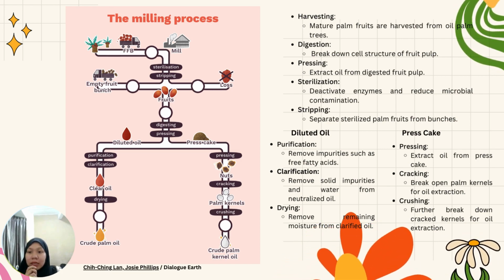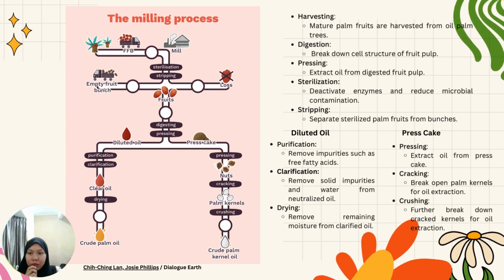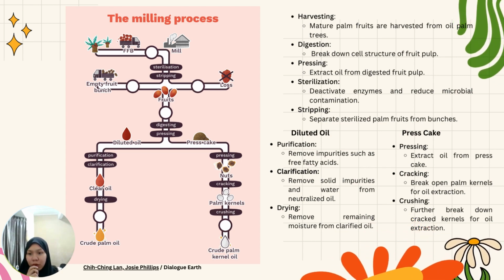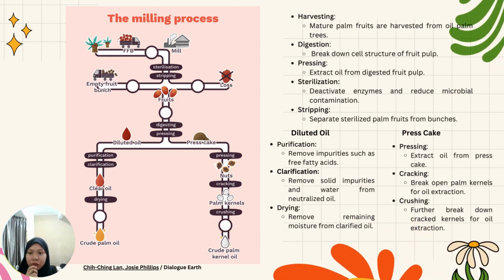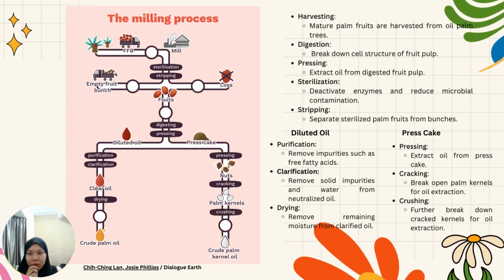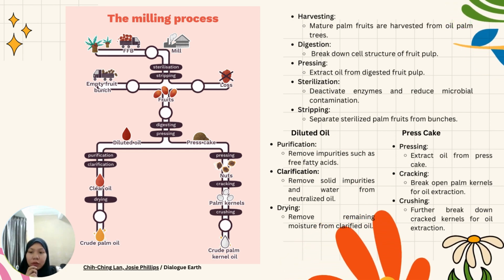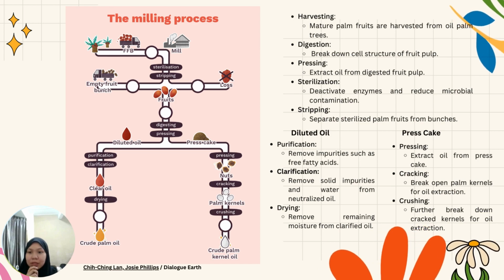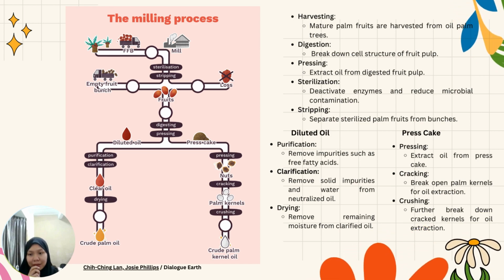The heated oil is allowed to settle or undergo centrifugation to separate impurities and water from the oil. Solid impurities settle to the bottom, while water and other lighter impurities rise to the top. The clarified oil, now free from solid impurities and water, is separated from the impurities using decanters or centrifuges.